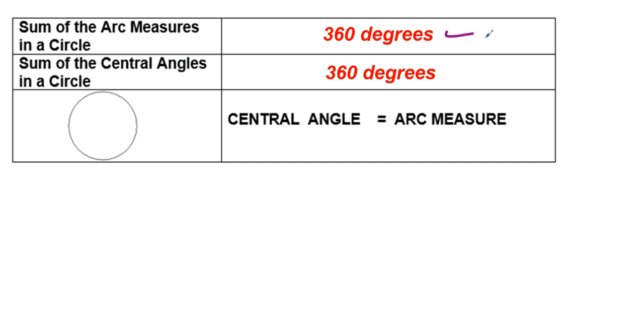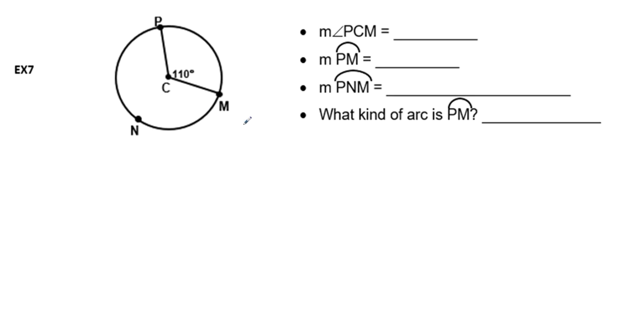The sum of the measures of the arcs is 360 degrees. The sum of the central angles is 360 degrees. So let's do that with a couple examples. Here's 110. The whole circle is 360. So if this is 110, this is definitely 360 minus 110, which is 250 degrees. All right. So what we can do is PCM. PCM is my central angle. That's given at 110 degrees. Arc PM, which is a minor arc, is also 110 degrees. PNM is the major arc at 250 degrees. What kind of arc is PM? That's a minor. And this, of course, would have been a major.